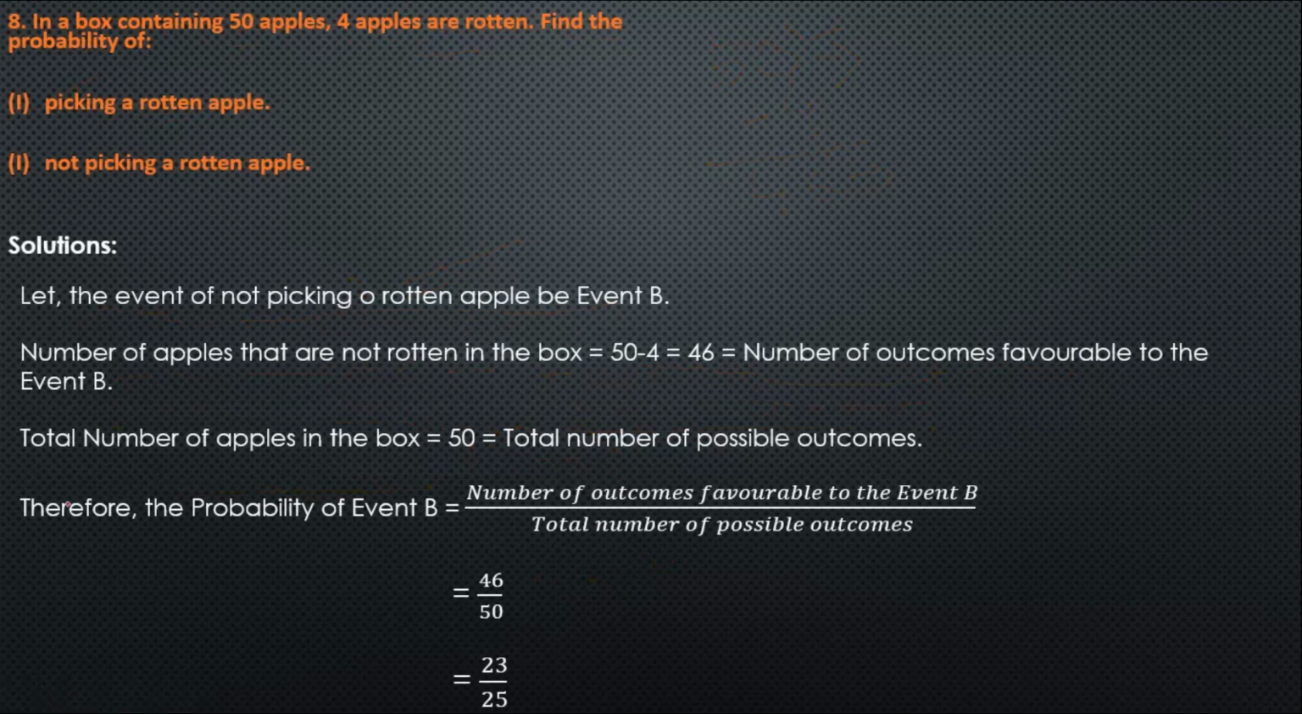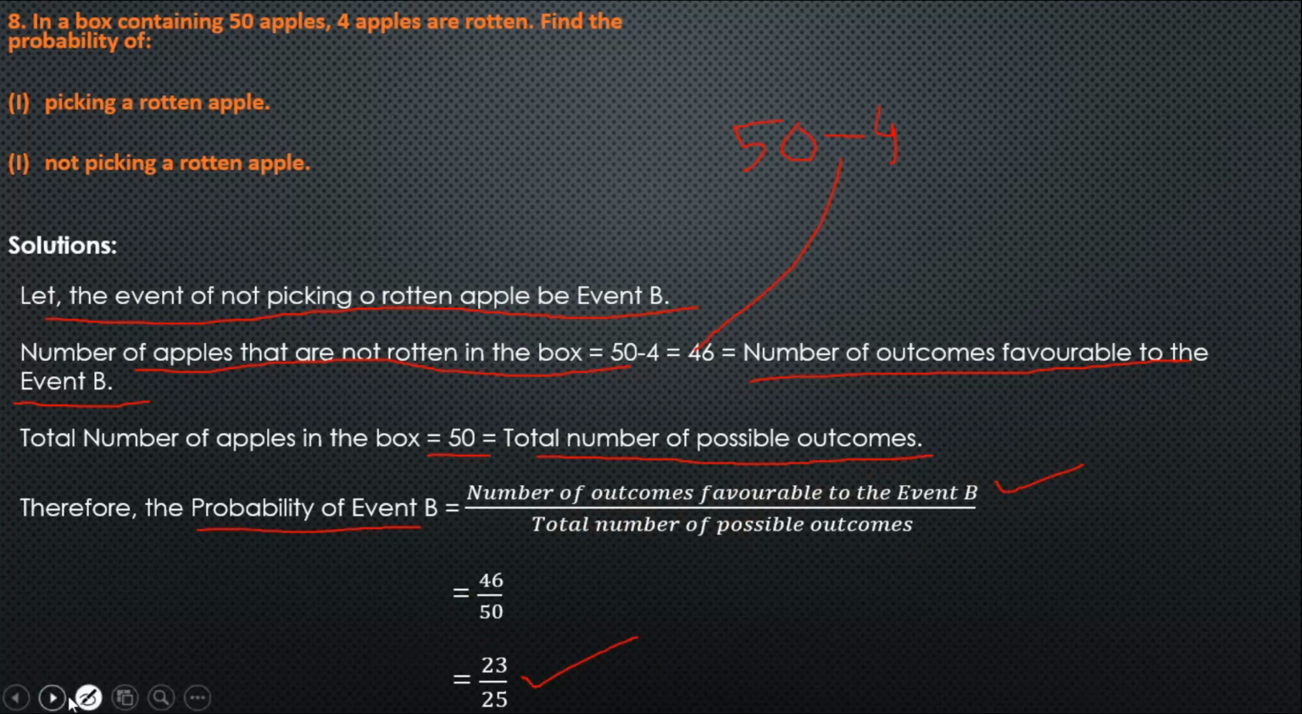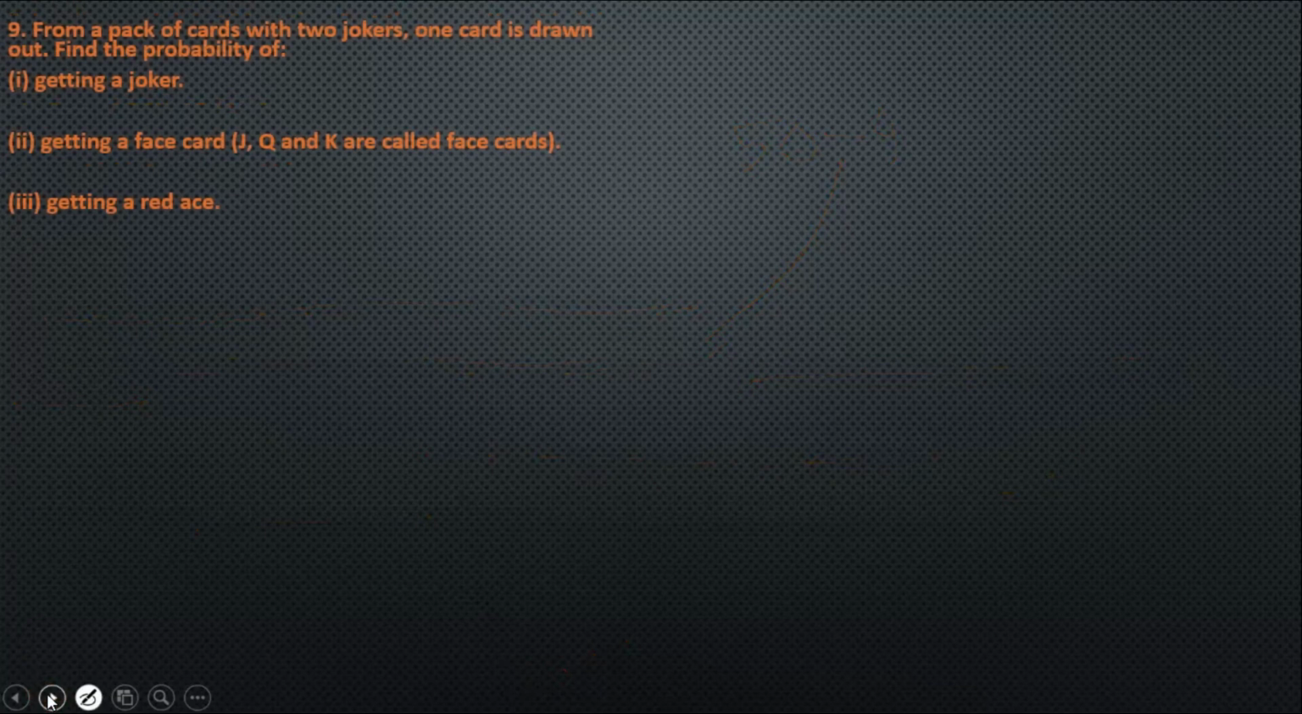Next, let the event of not picking a rotten apple be event B. Number of apples that are not rotten in the box. I have already told you, this is 50 minus 4, this will give you 46 as your answer. Okay, so this is the number of outcomes favorable to event B. Total number of apples in the box is 50 again, and this is the total number of possible outcomes. After that, just replace the values in this formula. Okay, and this will give you 23 by 25 as your answer, and this is the probability of getting it.